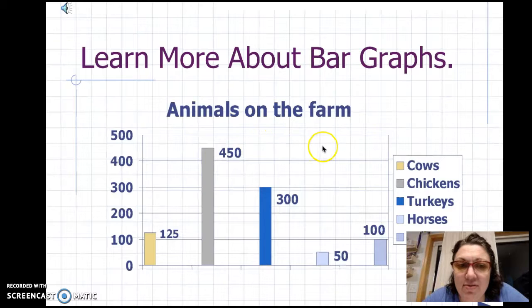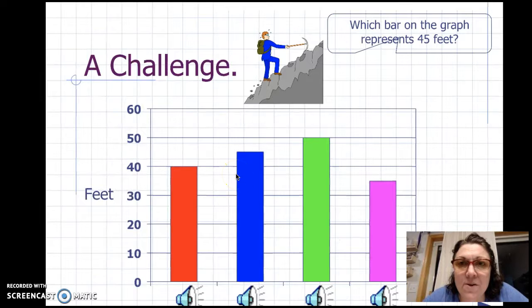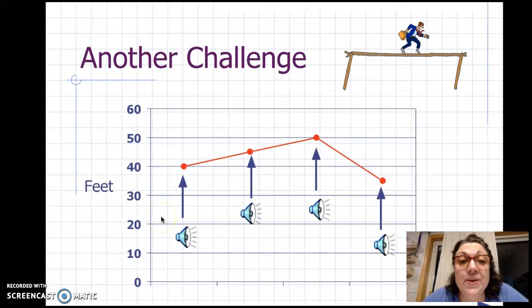In this example, we have the number of animals on the farm. And instead of labeling the bars, we made a key, a color-coded key, or a legend. So which bar on this graph represents 45 feet? Is it red, blue, green, or pink? Red is 40, green is 50, pink is 35, blue is 45. If you guessed 45, you are correct. I'm sorry, if you guessed blue.